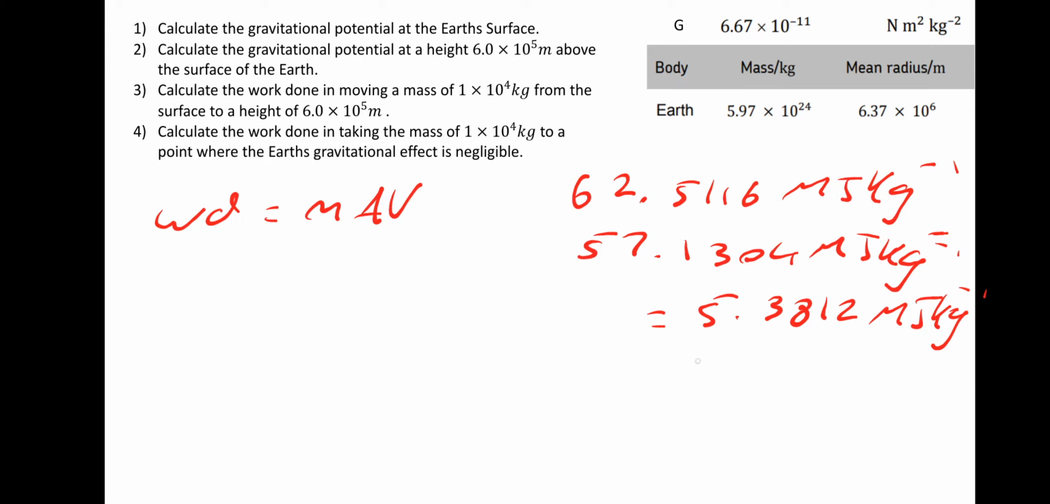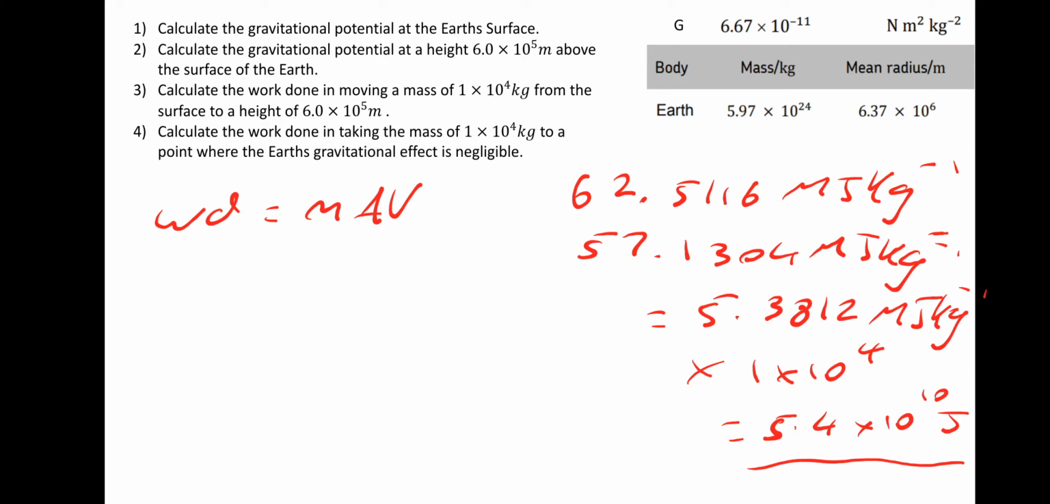So we do that change in potential and multiply it by the mass of 1 times 10 to the 4 kilos. And that gives us a work done of 5.4 times 10 to the 10 joules. I've rounded up because that's the end of the calculation. It's actually 5.3812 times 10 to the 10, but 5.4 is suffice. You know, the question's giving figures to 2 significant figures.